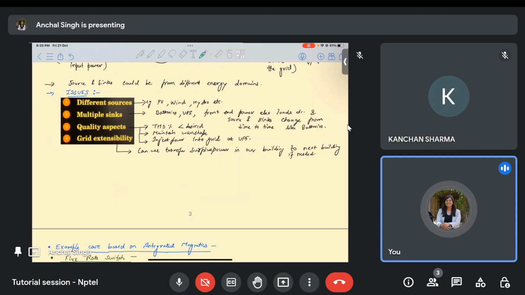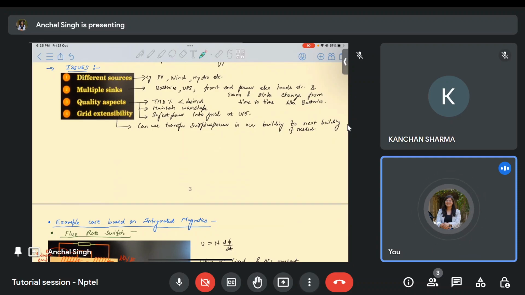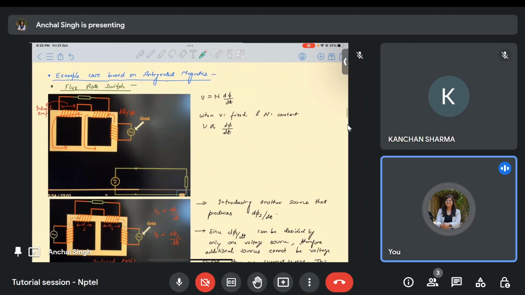If you actually go and implement these, then there will be a lot of other issues as well. So these are just a few broad issues that come when you try to integrate or light up a sub-microgrid or microgrid. Now, there are a few examples. This example is based on integrated magnetics, and this will give you a very brief idea about how you can set up a microgrid using sub-microgrid using integrated magnetics.